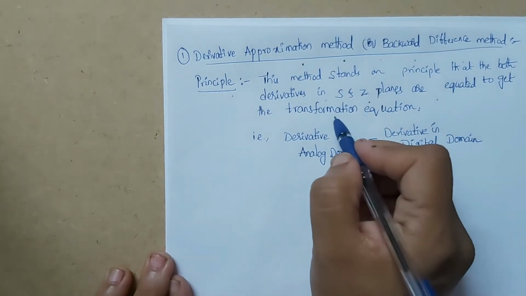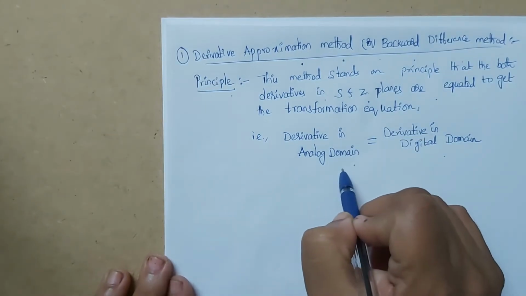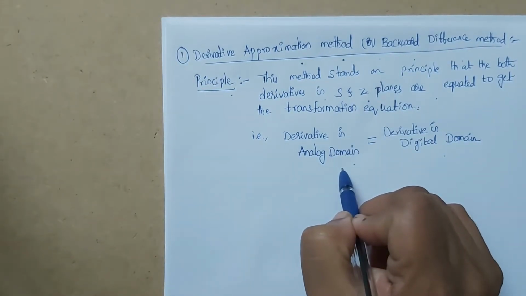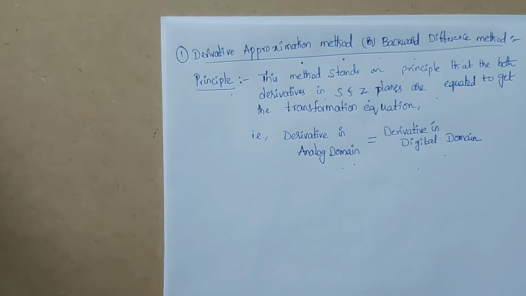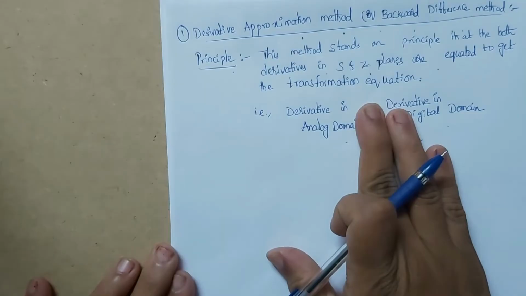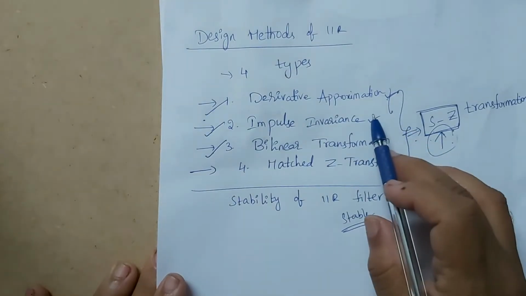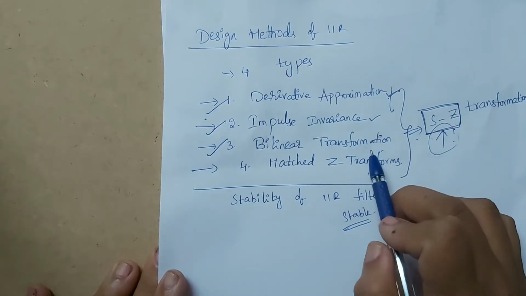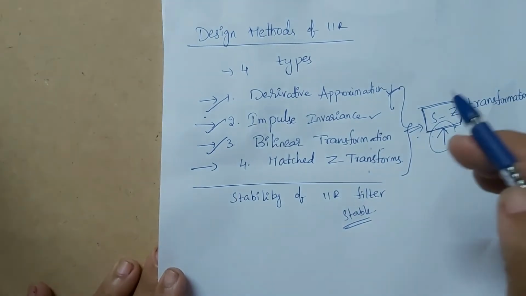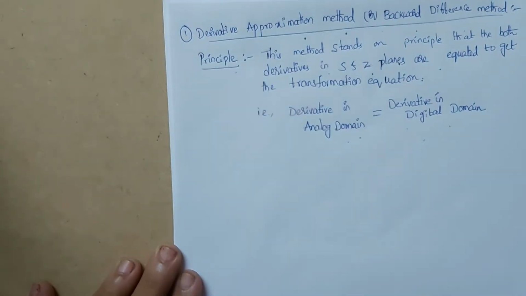To start this method, we have to take the first derivative in the analog domain and equate it to the first derivative in the digital domain. This is the principle of this method. Each method that we discussed in our previous class, derivative approximation, impulse invariance, bilinear transformation, matched Z transform, stands on a different principle, and our derivative approximation method stands on this principle.